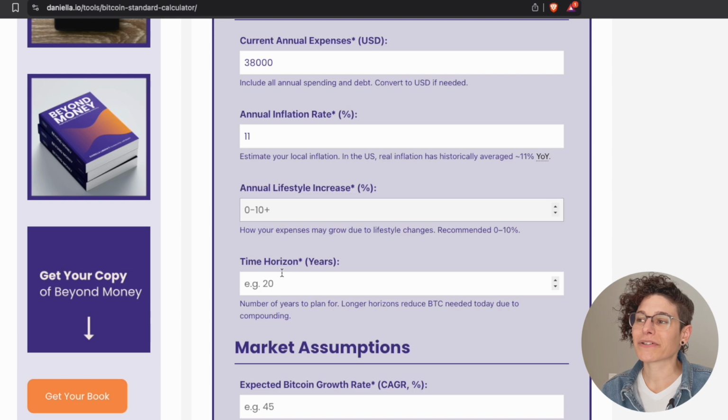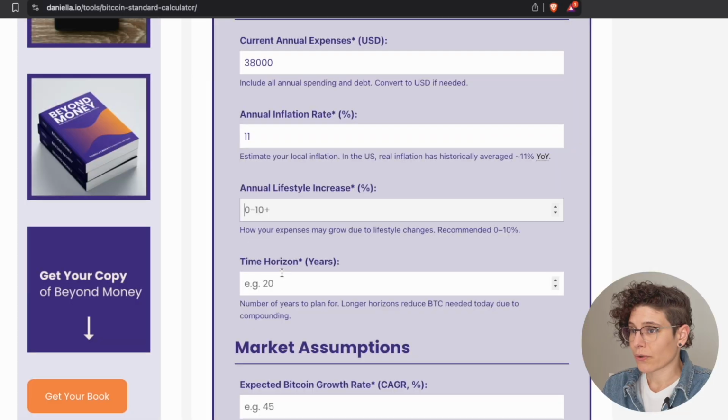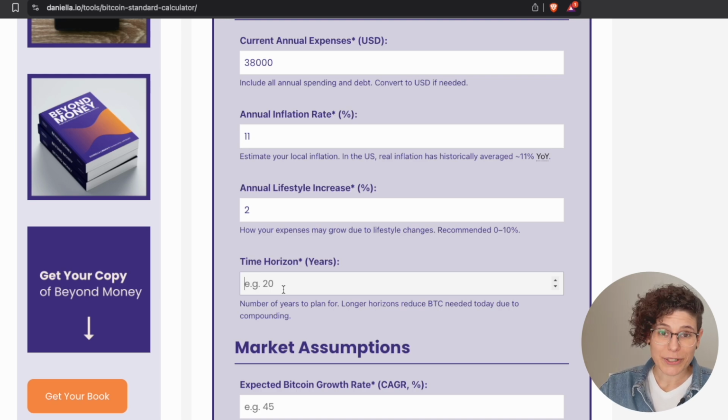Annual lifestyle increase has to do with how much you expect your expenses to go up over time based on whatever's going to happen in your life. So are you going to be traveling more? Are you moving? Are you going to have a family? That kind of stuff. So you can put 0 to whatever number you want. I'll just put 2% in our example. The time horizon is important because the longer the time horizon that you put in the tool, the more the numbers can get a little bit mixed up because of the exponentials. So just keep that in mind when you're using the tool.